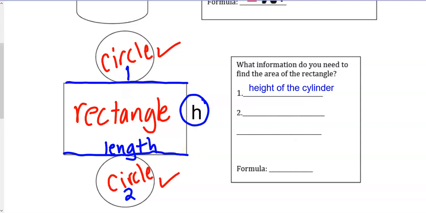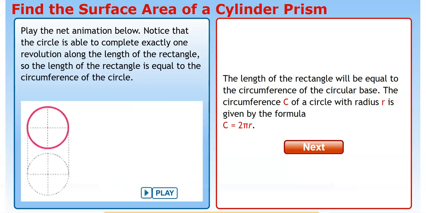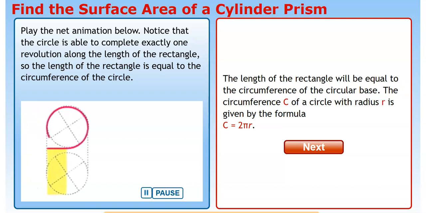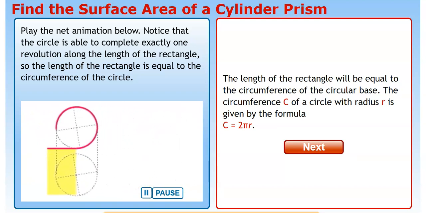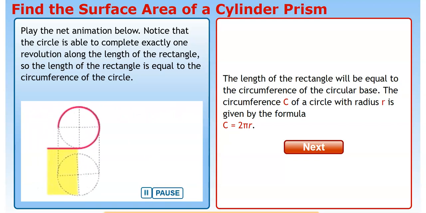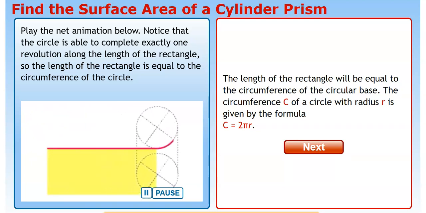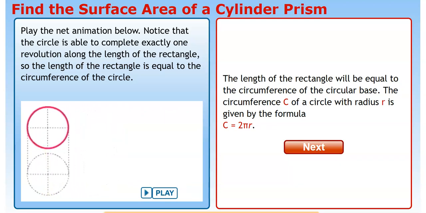As we explore this, I want us to look at a website right here. This website helps us find the surface area of a cylinder. Let's take a look at this video, and I want you to watch what happens as the cylinder is rolled out to its net. Take a look at that again. This yellow part would be the lateral area, and then the two circles, you can see them. Let's look at it one more time.